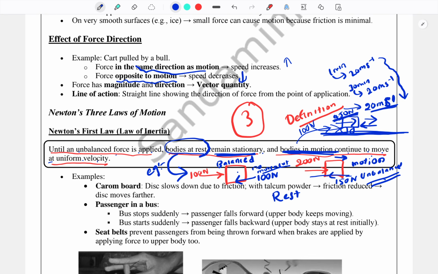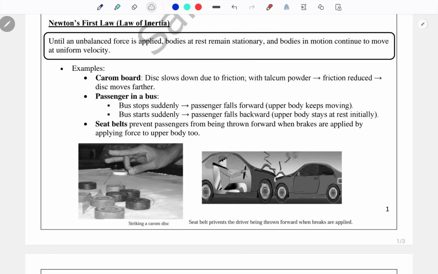There is an unbalanced force. So I think this definition is now clarified. So we have to discuss what the examples are in real life where we have to think about this first law and how it applies in those cases.